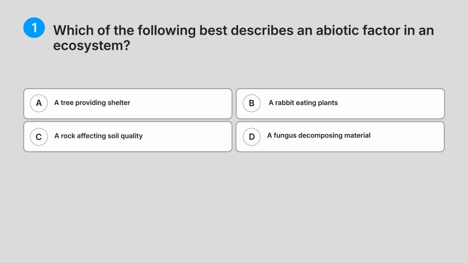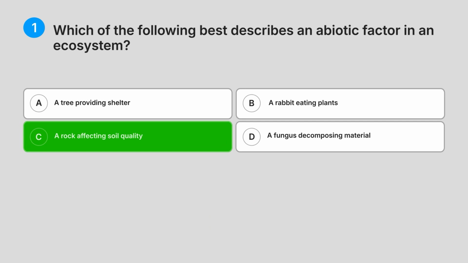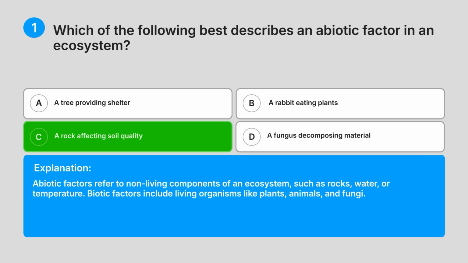1. Which of the following best describes an abiotic factor in an ecosystem? A. A tree providing shelter. B. A rabbit eating plants. C. A rock affecting soil quality. D. A fungus decomposing material. Can you guess the answer? Correct answer: C. A rock affecting soil quality. Explanation: abiotic factors refer to non-living components of an ecosystem, such as rocks, water, or temperature. Biotic factors include living organisms like plants, animals, and fungi.